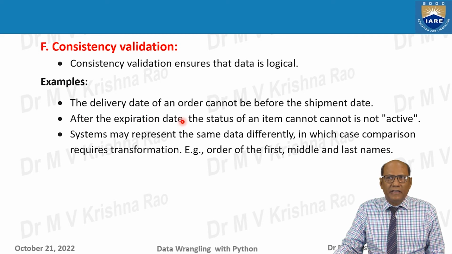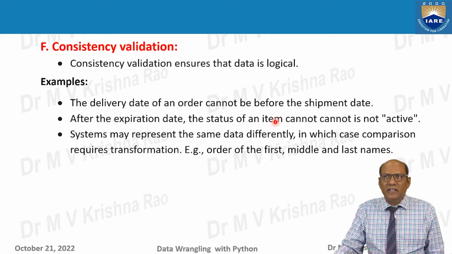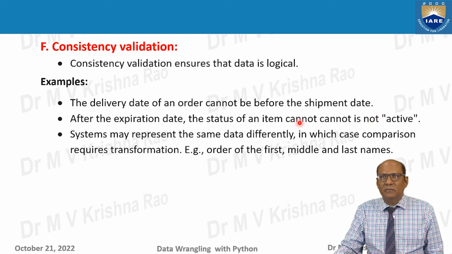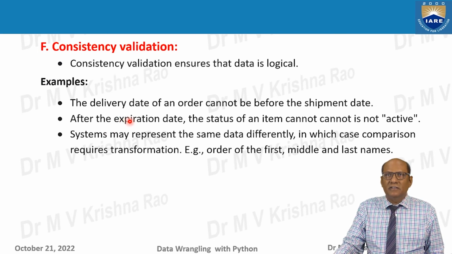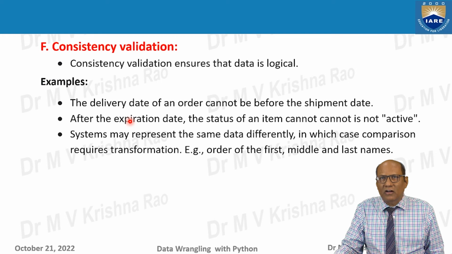And after the expiration date, the status of an item cannot be active. There is some spelling or grammar mistake here. Sorry for that. The status of an item cannot be active; it is inactive. Once a medicine is expired, you should not say that it is active. You should say not available, stock not available, like that. Okay. That kind of things you have to put here.